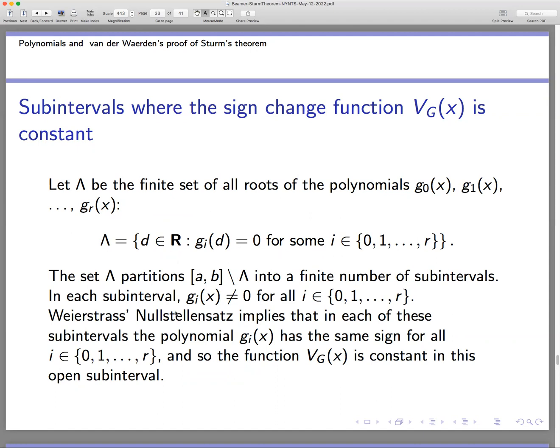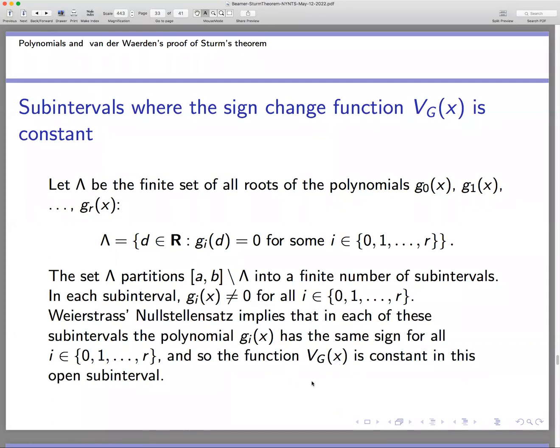In each of those subintervals, none of these G_i polynomials is zero. So by the contrapositive of the Weierstrass-Nullstellensatz, in every one of those subintervals, none of the polynomials changes sign. So the number of variations of sign within a subinterval has to be constant. As you move along the subinterval, you have a sequence of numbers. The numbers are changing, but their signs don't change. So this counting variation of sign function is constant in all these intervals.